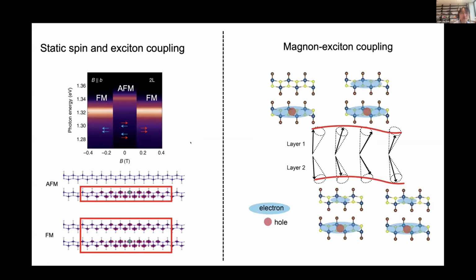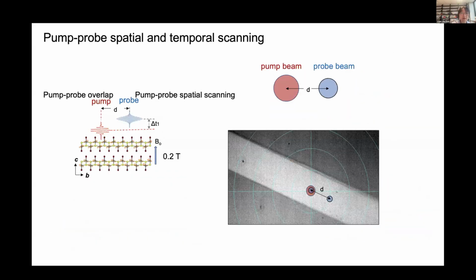All right, so this is the picture of the static spin and exciton coupling, and then this is the picture for magnon and exciton. So essentially what got changed was this time dynamics, that this static spin picture is really the foundation of the magnon-exciton coupling that we were seeing. And using this fairly simple way to measure the spin wave dynamics, what we also do is, instead of just overlapping pump and probe beam at the same spot, we can essentially scan the probe beam around the pump to see the propagation of the spin wave.